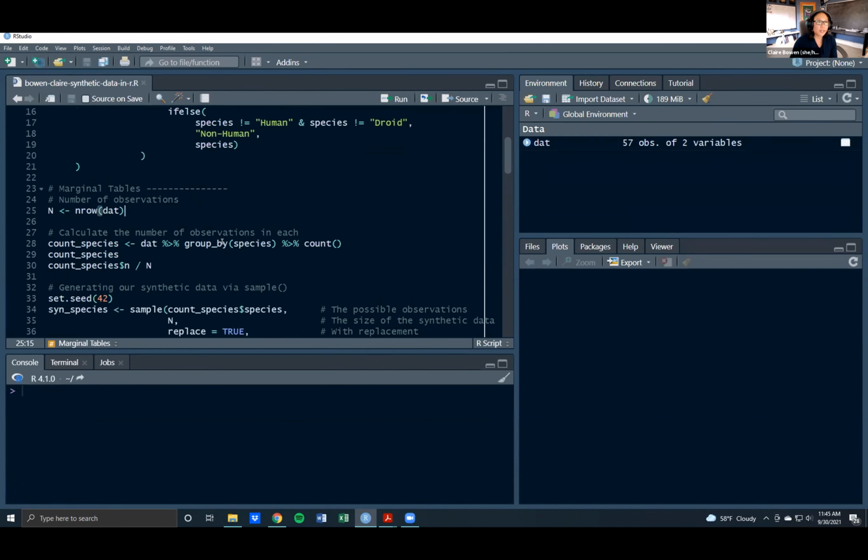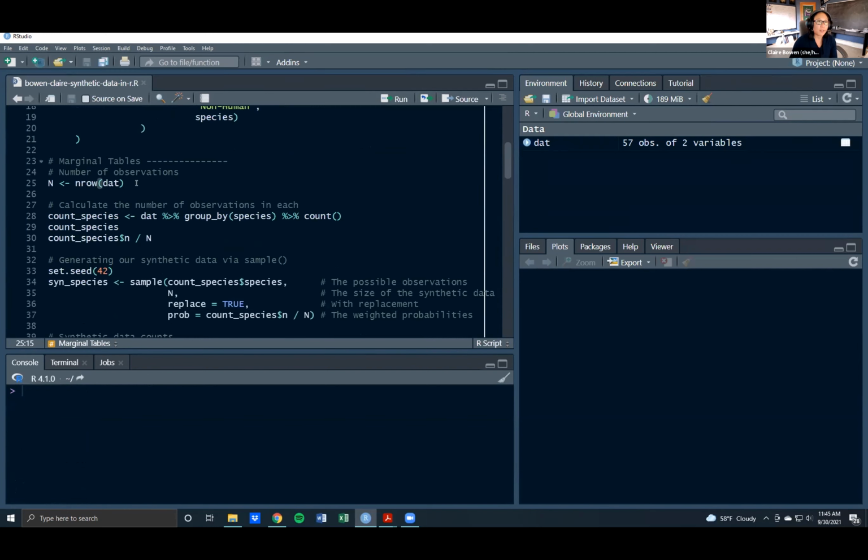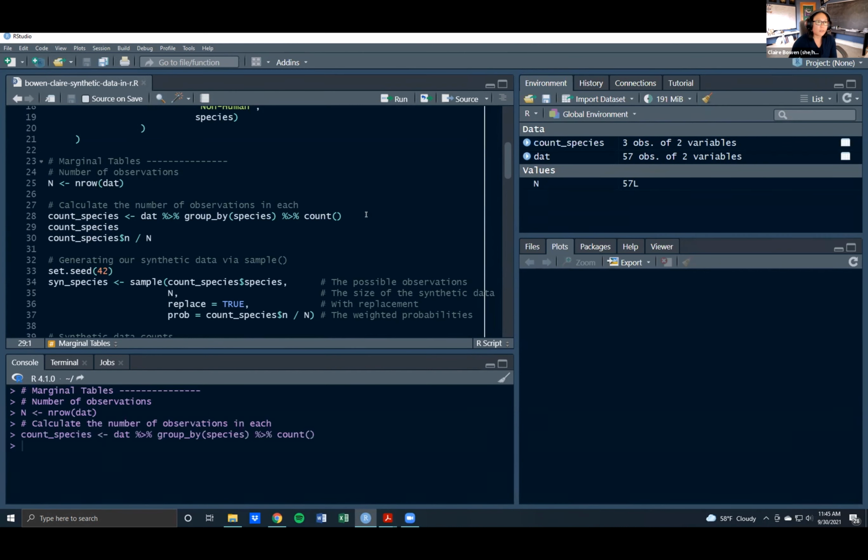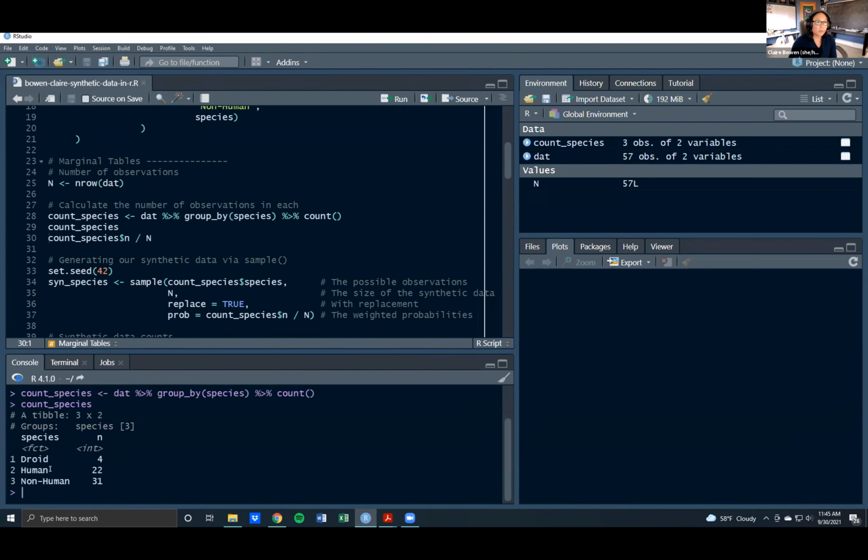Now we're going to take the first example, which is doing a marginal table. That requires us to know the number of observations and then calculate the number of observations within each of the groups. The marginal table works really with the species variable, so we're going to do that. I'm going to store that value and then figure out the number of species here. We see that there are 4 droids, 22 humans, and 31 non-humans. And let's see, what does N say?